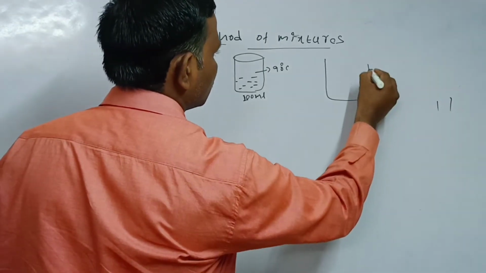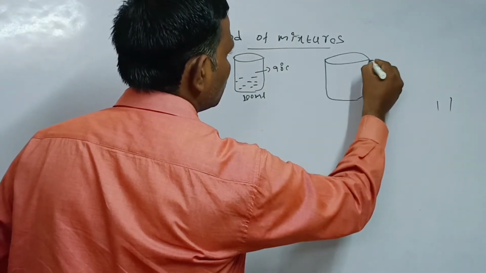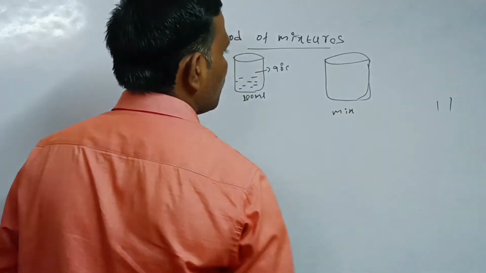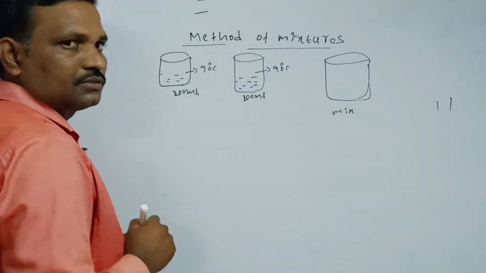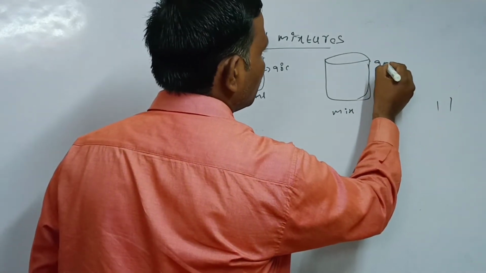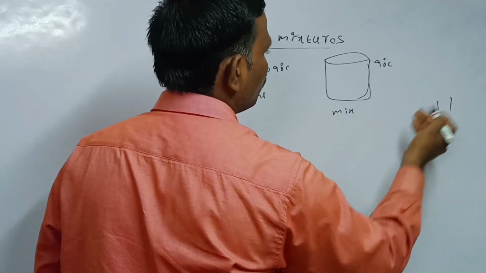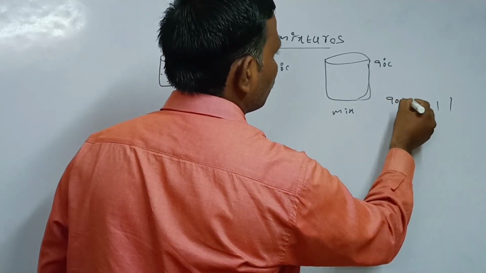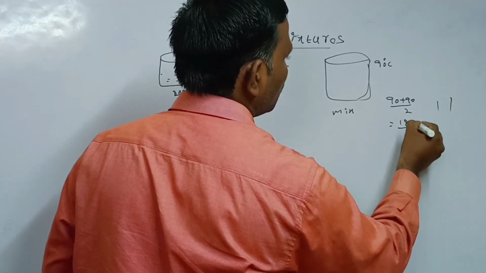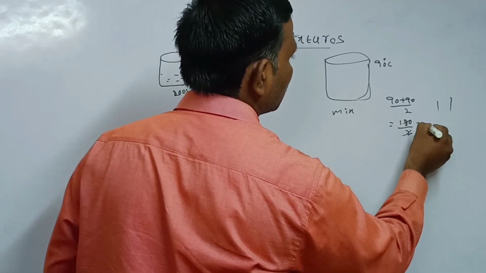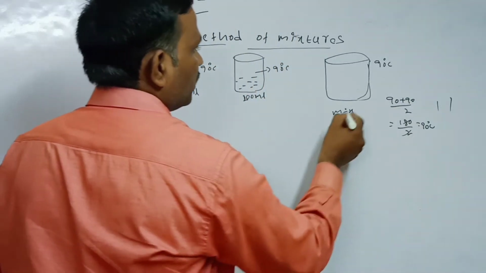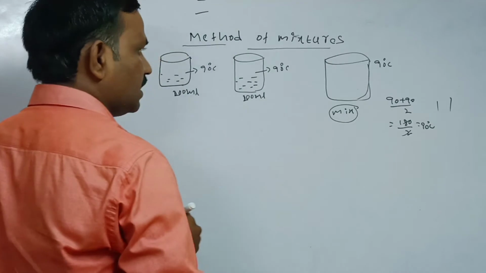Suppose you mix this water in a big beaker, then a mixture will be formed. Then what is the temperature of the mixture? The temperature of the mixture is the average of these two, that means 90 degrees Celsius. How do we get the average? 90 plus 90 by 2, that is equal to 180 by 2. If we cancel, we will get 90 degrees Celsius. Okay. So here the temperature of the mixture is 90 degrees Celsius.